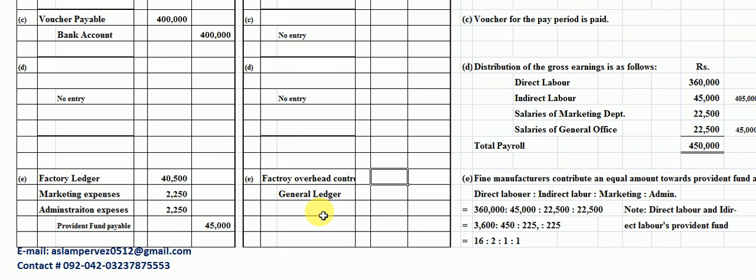Factory overhead control is 40,500 rupees, and the general ledger is 40,500 rupees here. Students, this is the third requirement, which has been completed in front of you.